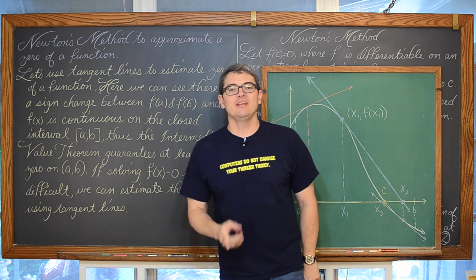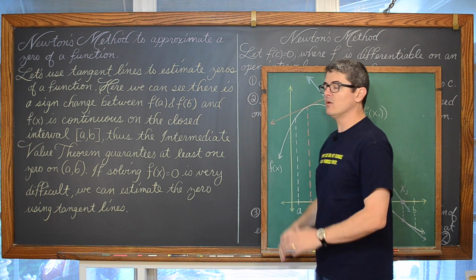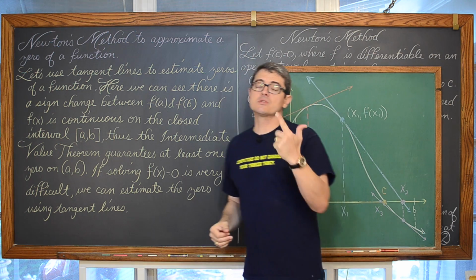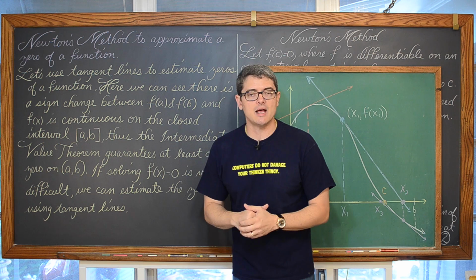Mr. Tarrou, in this lesson we are going to be taking a look at Newton's method to approximate the zero of a function. Zero, root, solution, x-intercept, all those names mean the same thing. Where's the graph crossing the x-axis?